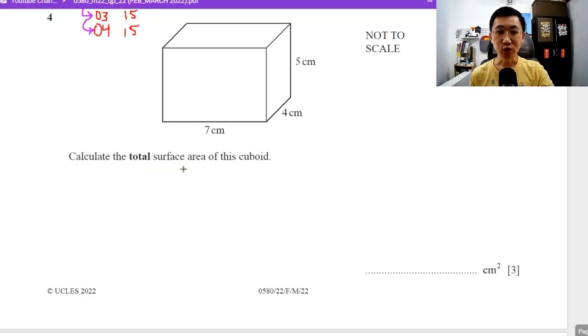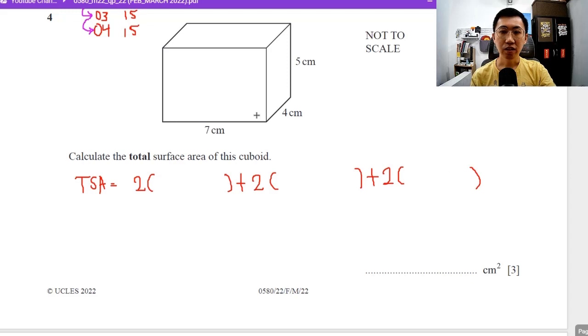Question 4, calculate the total surface area of this cuboid. So I made a video about the shortcut method to do this total surface area. So I will put up the link below for you to catch up on the total surface area shortcut. So let's start. TSA equals to 2 bracket plus 2 bracket plus 2 bracket. After that, there will be 3 numbers given to you. You're just going to play with the combos itself. So 7 times 4, 7 times 5, finally 4 times 5.